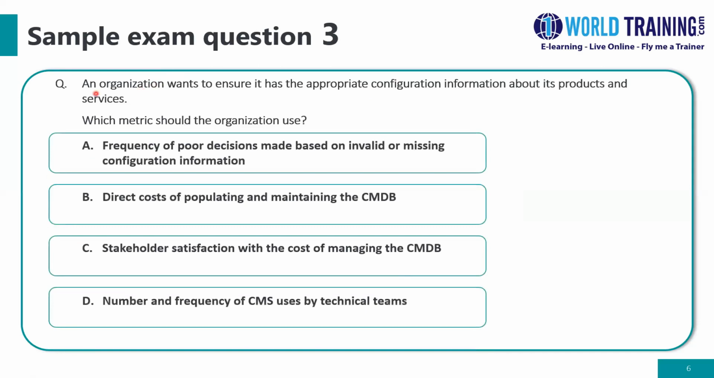An organization wants to ensure it has the appropriate configuration information about its products and services. Which metric should the organization use? A, frequency of poor decisions made based on invalid or missing configuration information. B, direct costs of populating and maintaining the CMDB. C, stakeholder satisfaction with the cost of managing the CMDB. Or D, number and frequency of CMS used by the technical teams.